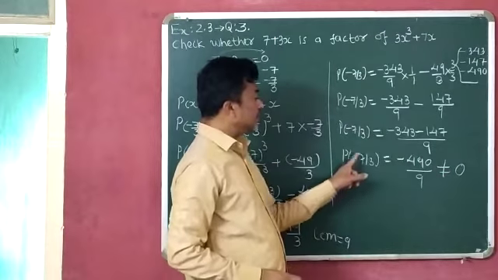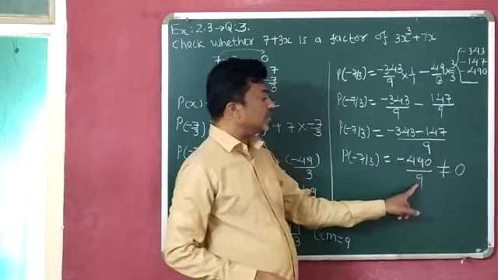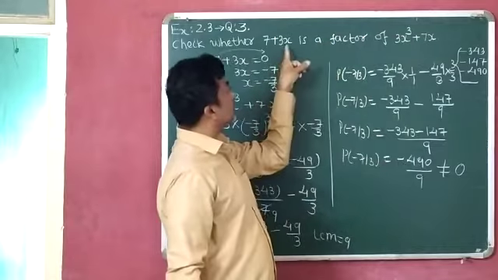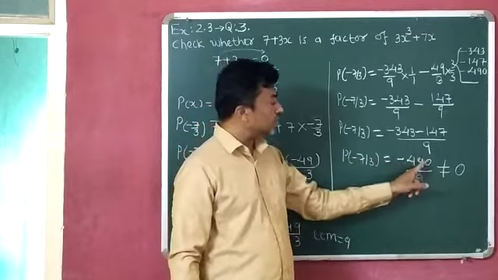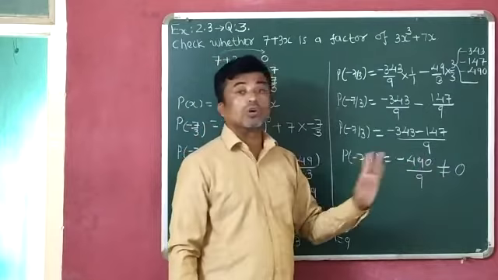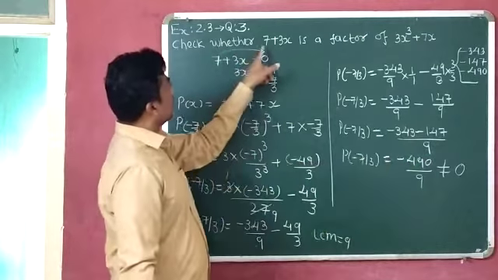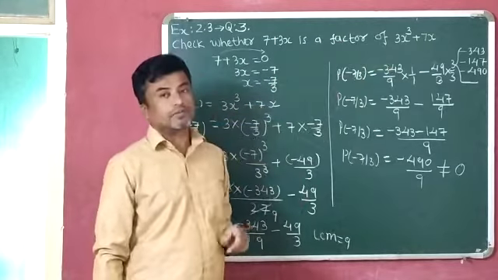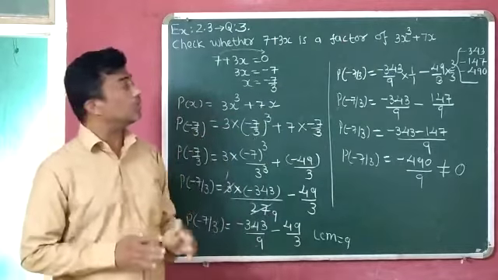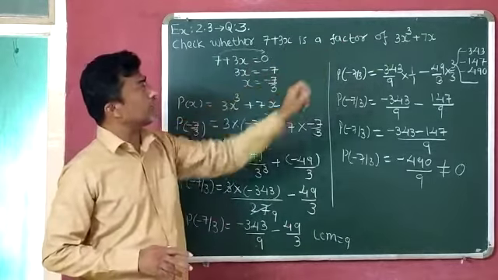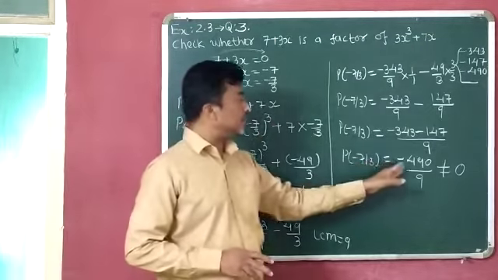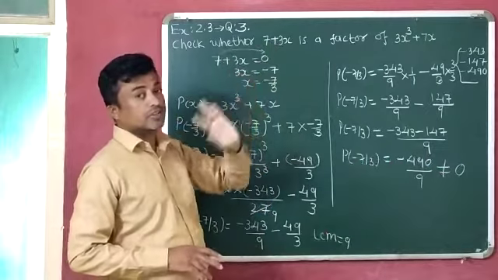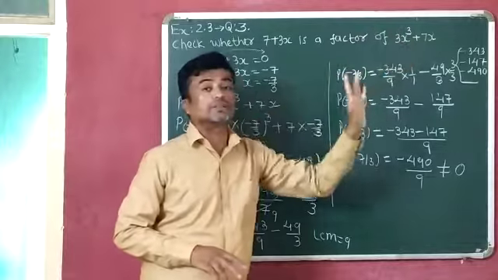See children, here p(minus 7 by 3) is equal to minus 490 divided by 9. Means if you divide 3x raised to 3 plus 7x by 7 plus 3x, then the remainder is minus 490 divided by 9. The remainder is not 0. So we can say that 7 plus 3x is not a factor of 3x raised to 3 plus 7x. If the remainder comes 0, then only 7 plus 3x is a factor of 3x raised to 3 plus 7x. But here the remainder is minus 490 by 9 and is not equal to 0. So 7 plus 3x is not a factor of 3x raised to 3 plus 7x.